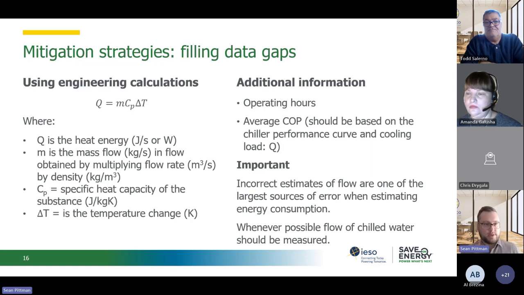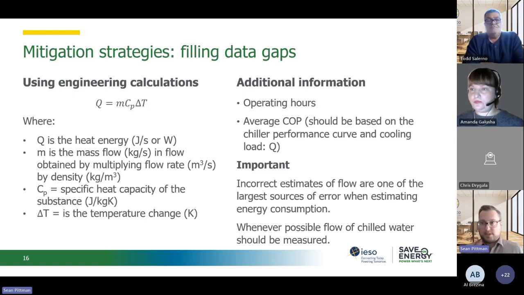Obviously, like we said, we don't always have this information. So we use engineering calculations, and this one formula here will probably appear in any process cooling energy savings estimates that you do. It describes the heat energy flow within a boundary. You can set that boundary. It's usually through the condenser or a piece of or a cooling load.